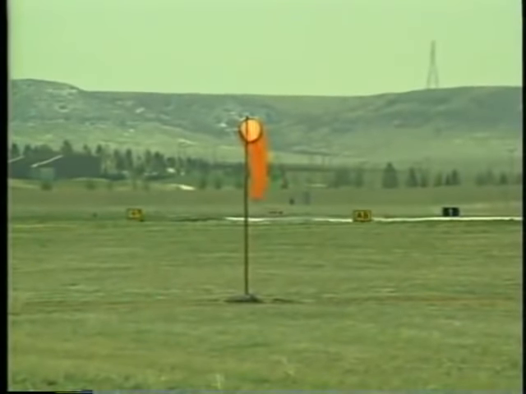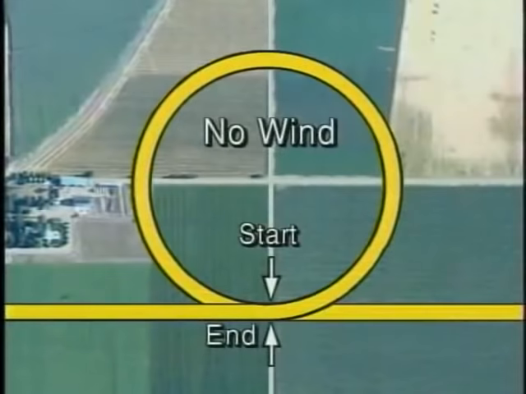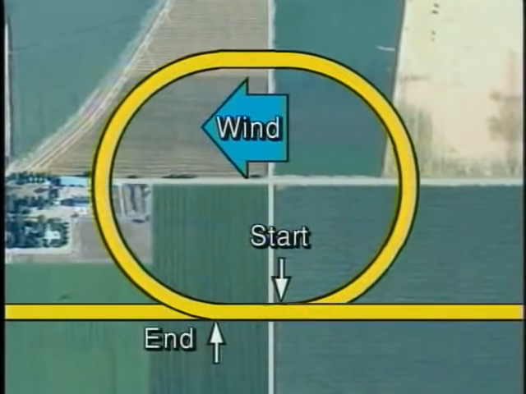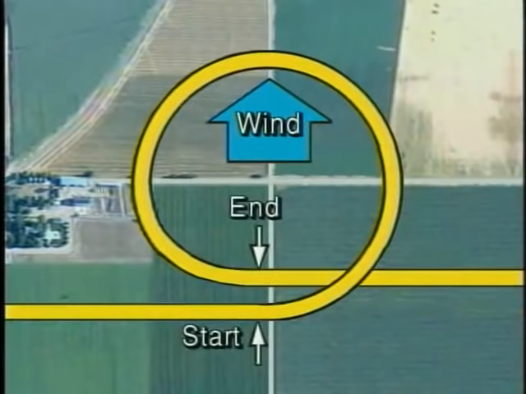The first step in executing any ground reference maneuver is to determine from which direction the wind is blowing. This can be done by noting the position of the wind sock at the departure airport, the runway in use, or the direction the wind is blowing trees and dust. Another method you can use is to fly a 360-degree constant airspeed, constant bank turn. The difference between your starting and ending points gives you the general idea of the wind direction.